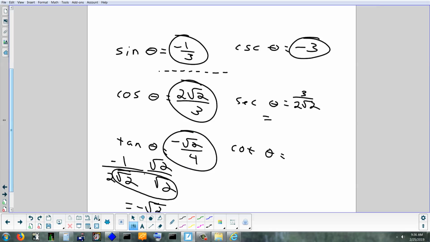Anybody tell me what they got when they fixed that? Yeah. 3 square root of 2 over 4. Yep. Now, if the 3 and the 4 reduced, like let's say it was 3 square root of 2 over 6, then you could reduce that. But 3 and 4 can't reduce. And then the last one, we're going to flip it.